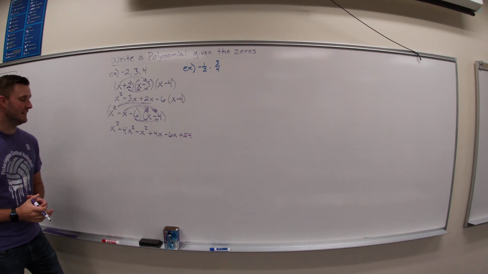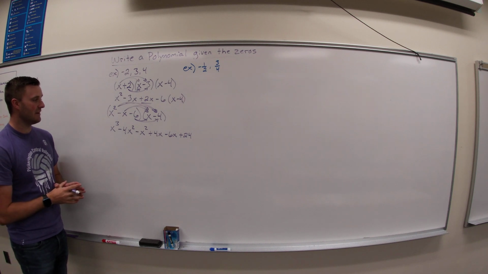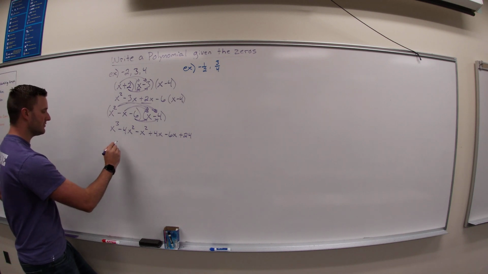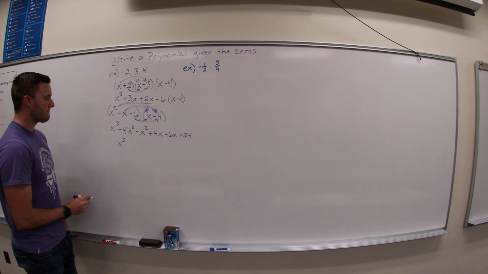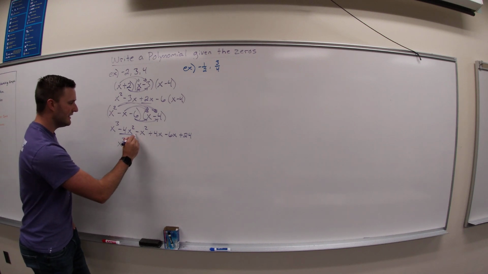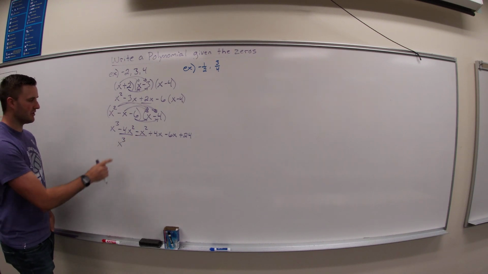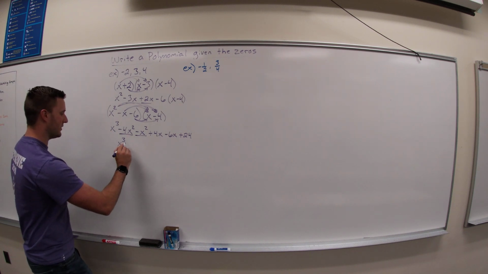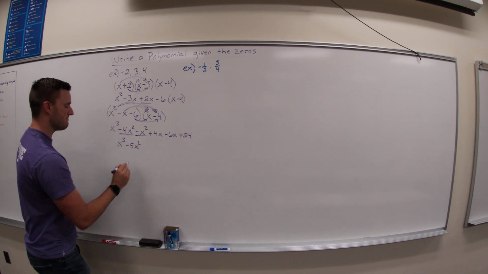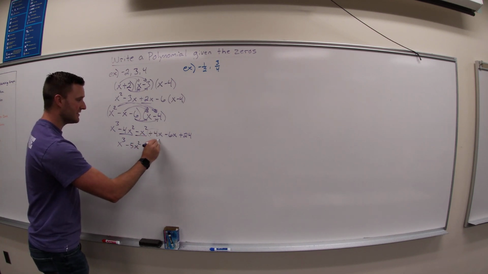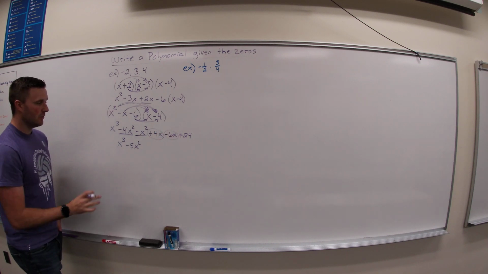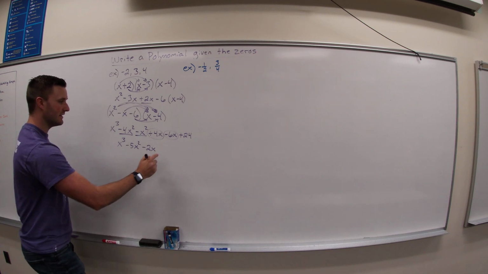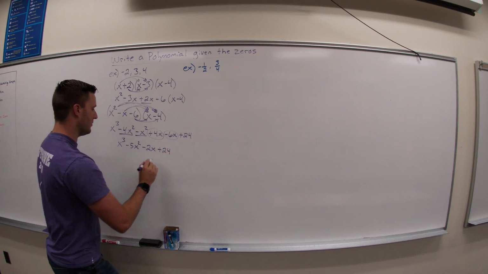From here, our last step is to combine any like terms that we may have. Notice how with x to the 3rd, there is no other x to the 3rd here, so no like terms, so I'm just going to copy that down. So x to the 3rd. We have a -4x squared and a -1x squared. That gives us -5x squared. We have this +4x and a -6x. When I combine those together, I get -2x. And then finally, my constant on the end, so plus 24.